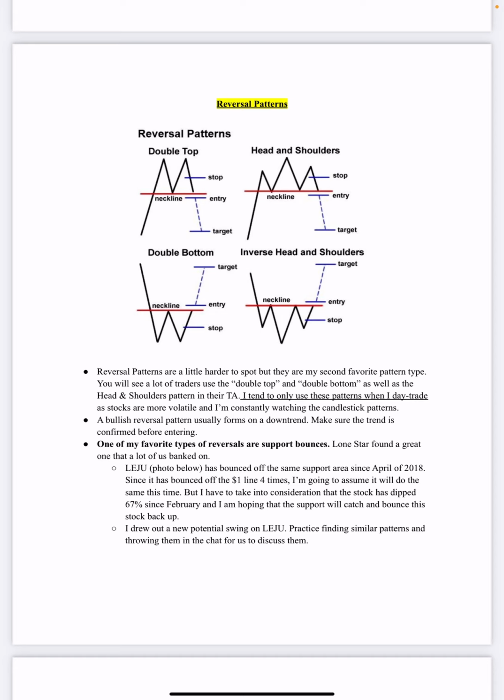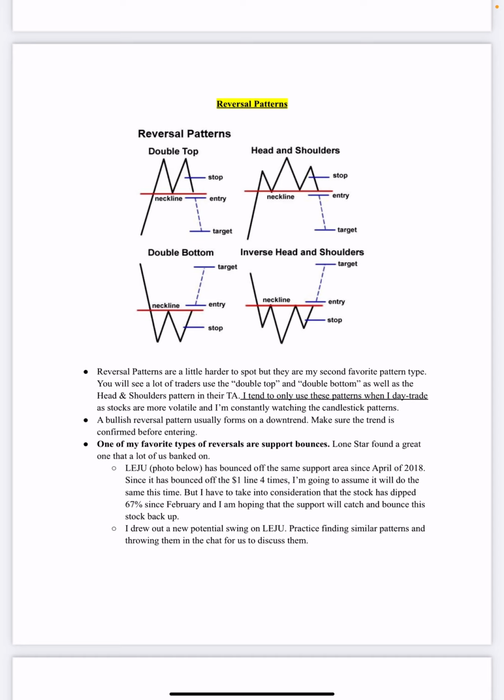Let's go over my favorite type of reversal. It's not in the photo above. You will see a photo below. It's another reversal pattern off of a support bounce. Lone Star, who is the owner of Longhorn Investing, LLC, found a great one that a lot of us banked on, right? I think we all made like 60% within a day, less than 24 hours. The ticker was LEJU. The photo is below.